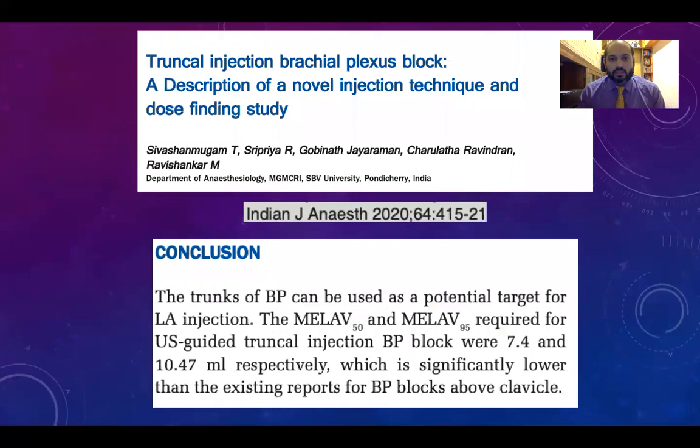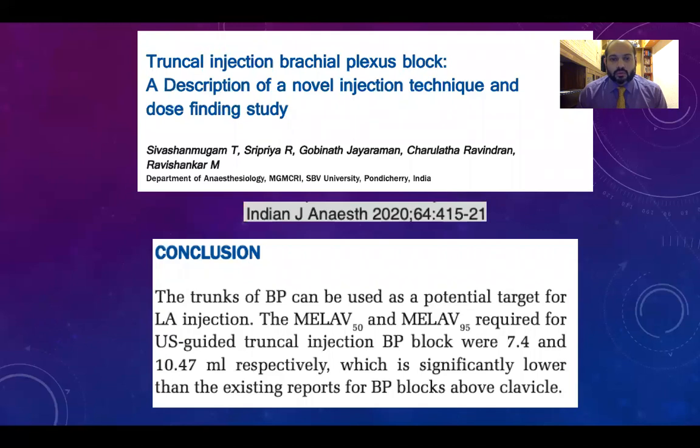Now, the quest to identify the actual site or the volume for interscalene block, Shivashanmugam et al., they published a dose finding study in 2020, and they found that the mean volume required for 50% success rate was about 7.4 ml, whereas for 95% success rate, it was about 10.47 milliliters of drug required.